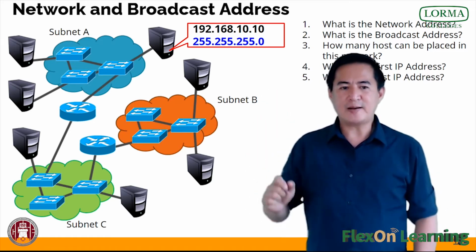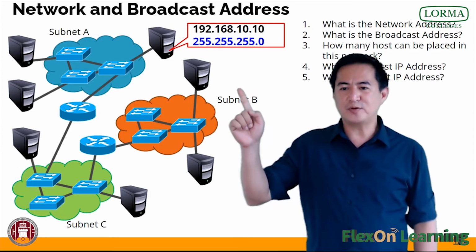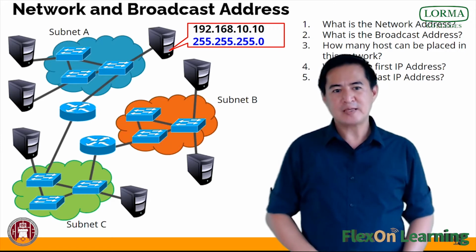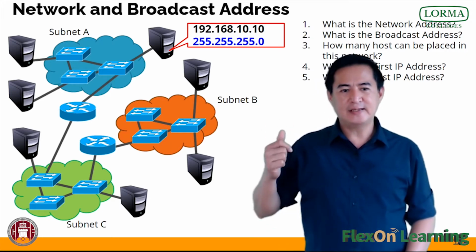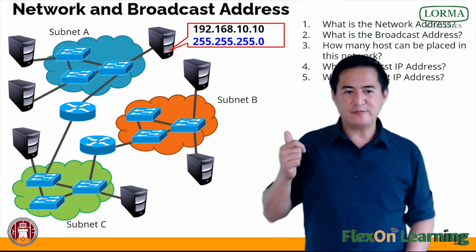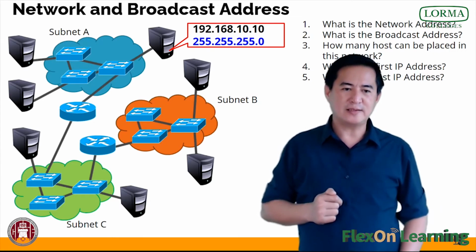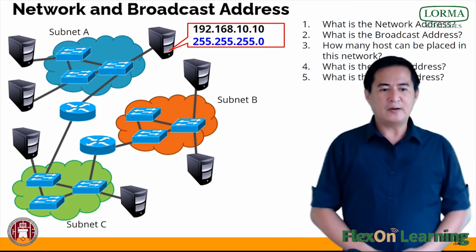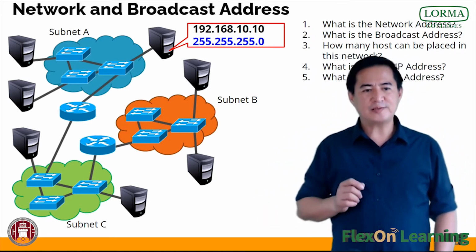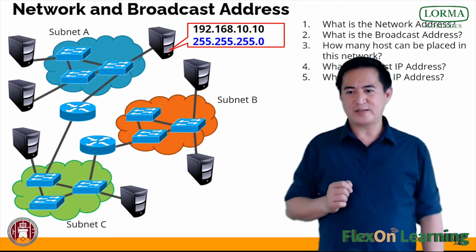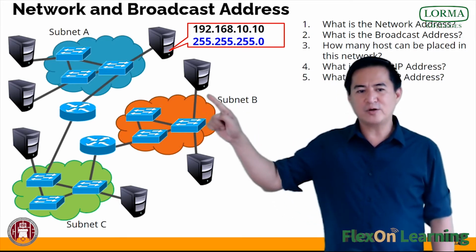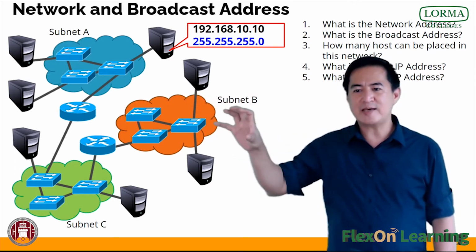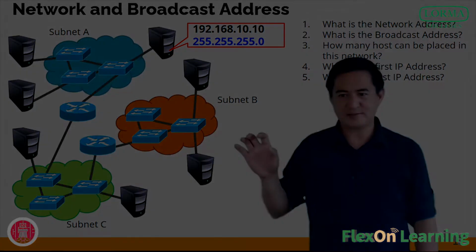So, example. Assuming one of the computers is already assigned the IP address 192.168.10.10. And as we have seen in the previous slide, it's a class C, so you have 255.255.255.0 as its subnet mask. Now, let's first compute the network address. All the computers stationed in that subnet A should have the same network address.